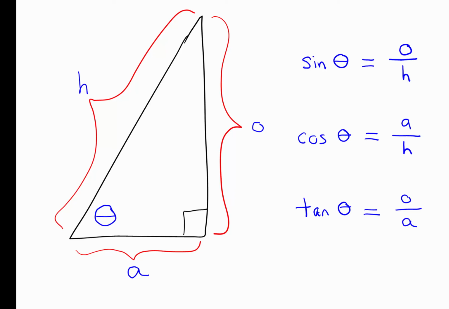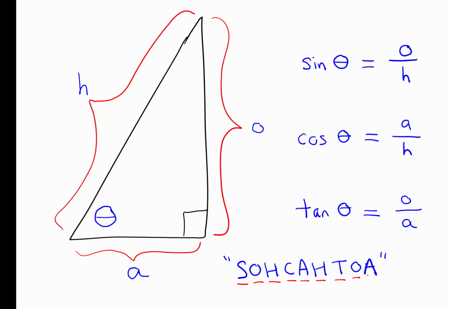Some people like to remember these ratios using the acronym or lingo SOHCAHTOA. This stands for sine is opposite over hypotenuse, cosine is adjacent over hypotenuse, and tan is opposite over adjacent.